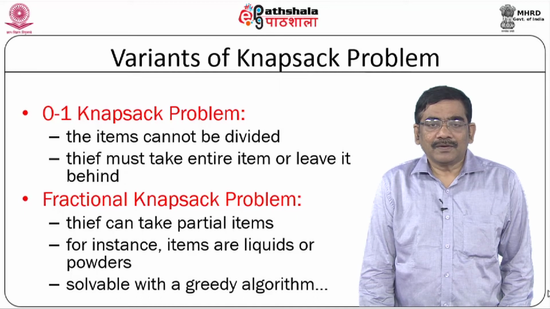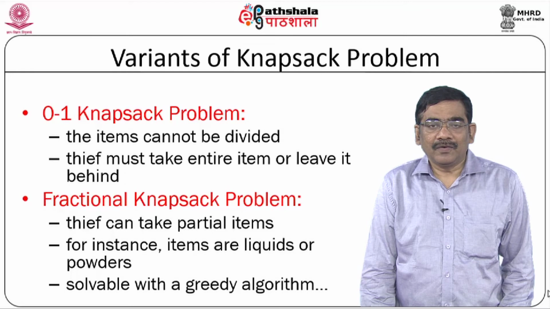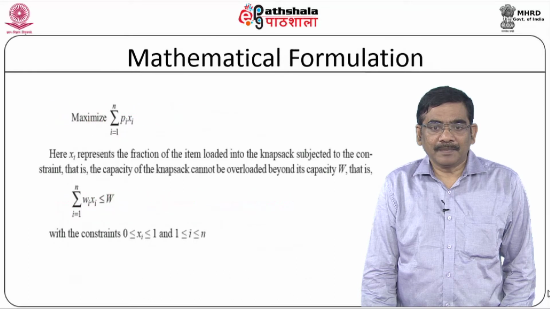The other variant is called the fractional knapsack problem, where we can take a partial quantity of the given item. Suppose the item is a powder or liquid, then we can take a small part of the item into the knapsack. It is conceivable that the fractional knapsack problem is an easy problem that can be solved using the greedy approach, and the 0/1 knapsack problem is considered to be one of the toughest problems in computer science.